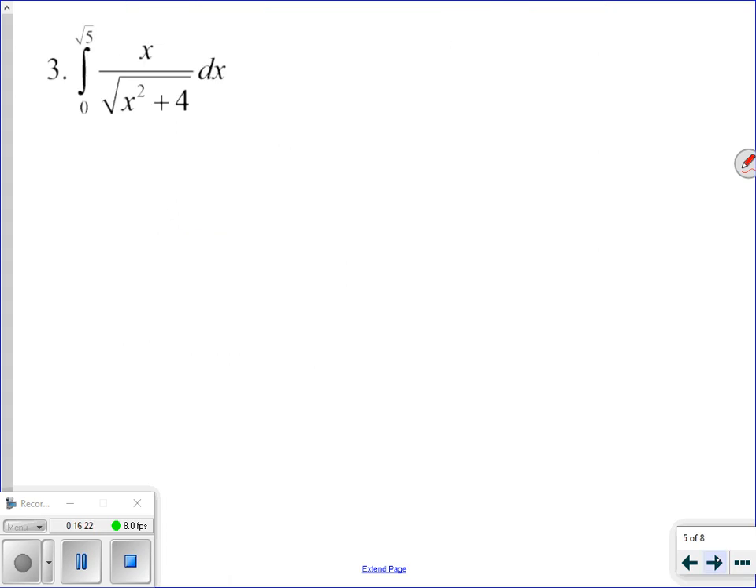Let's try a definite integral. These are always fun. Okay. Pause it, try it on your own. I'm going to assume that you did.